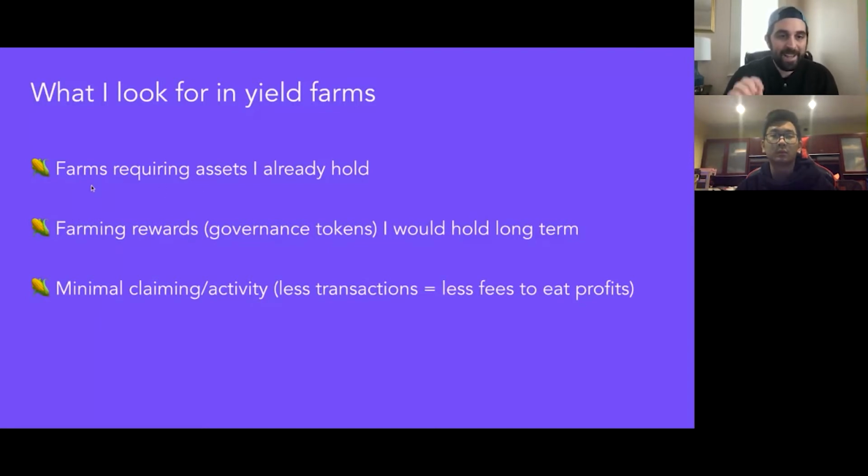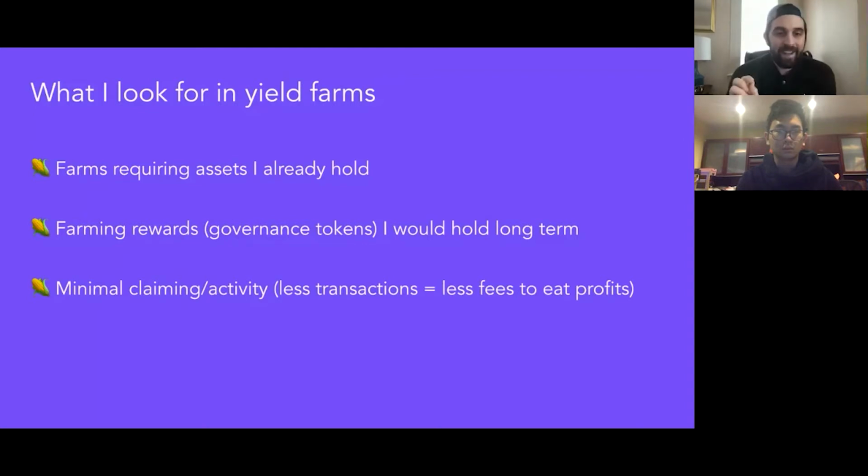So first off, I look where I can use assets I already hold. If I'm sitting on Ether and I work, why not do that? And granted, I'll talk to you about that a little bit later. There's actually a lot of risks that would lead you to say why I wouldn't actually do that.